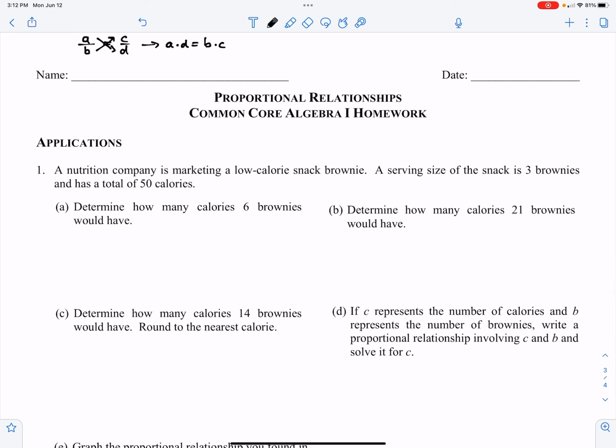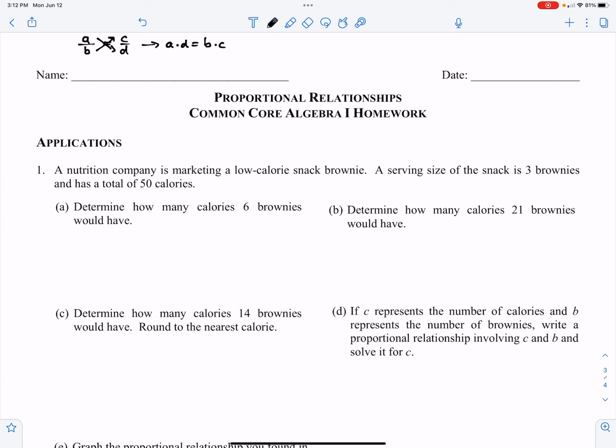Read the question along with me. Again, pause or rewind as you need to. Number 1. A nutrition company is marketing a low-calorie snack brownie. A serving size of a snack is 3 brownies and has a total of 50 calories. Determine how many calories 6 brownies would have.